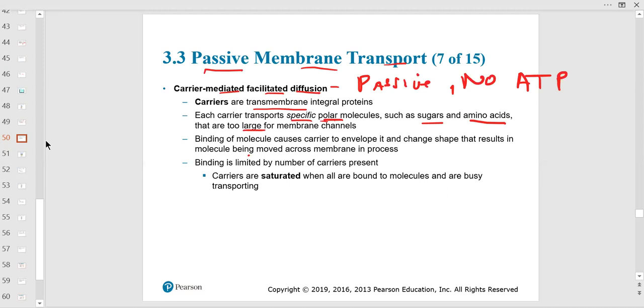So moving things across the membrane. Binding, this is really important. If you really want to know your stuff, talk to me about this. Binding is limited by the number of carriers present. So carriers can get saturated when all molecules are bound and are busy transporting. What does that mean? It's kind of like when the train is too full and we can't take any more passengers. So where are you left? At the train station. Are you following me? Valerie, are you with me? Nurse Natalia?